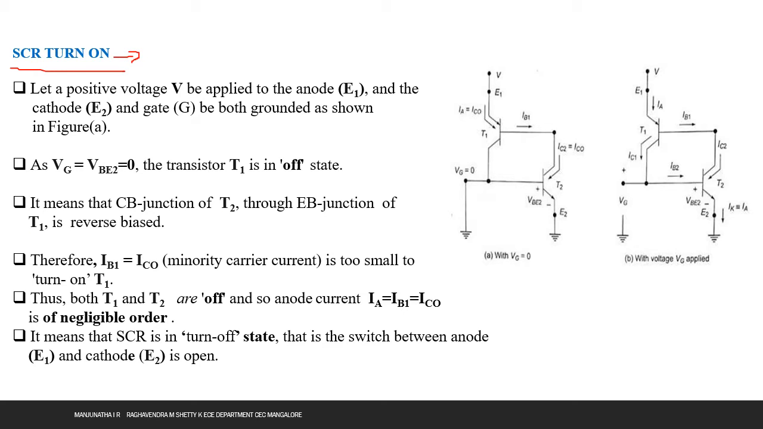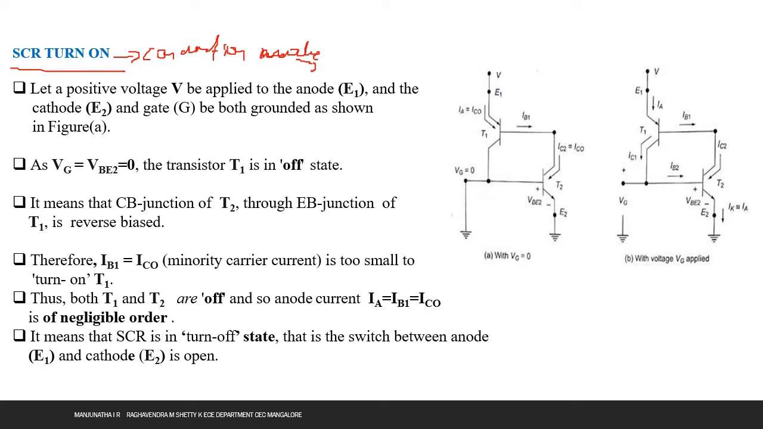In SCR turn on, SCR should be in conduction mode. In conduction mode, we know that both the transistors should be in turn on condition. It should be in conducting mode.